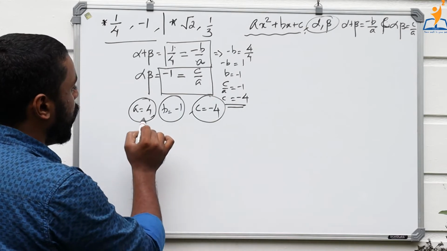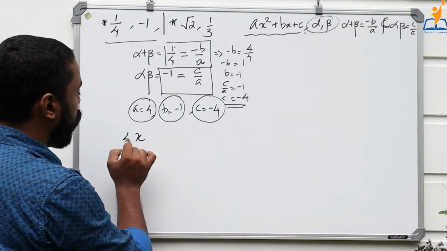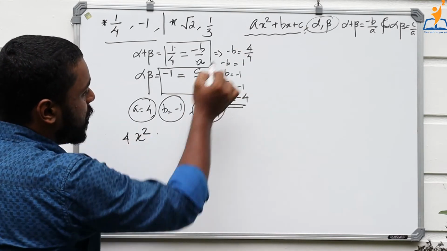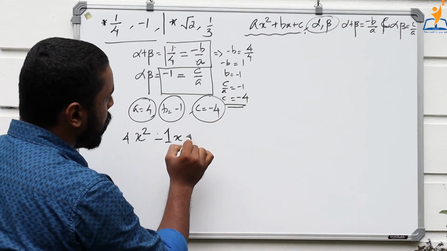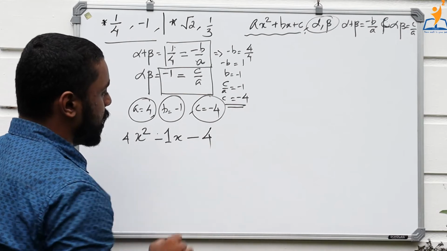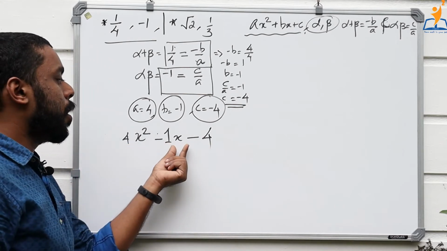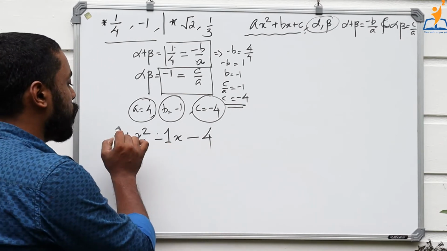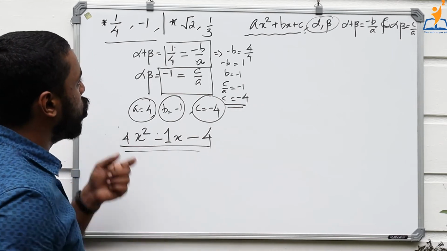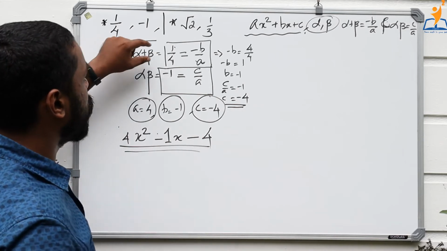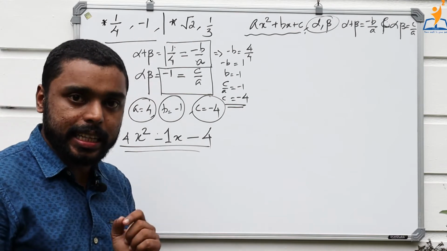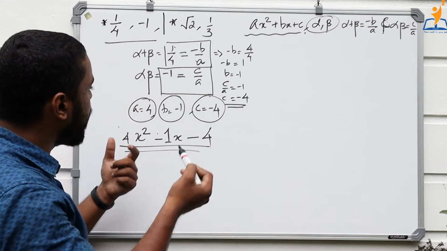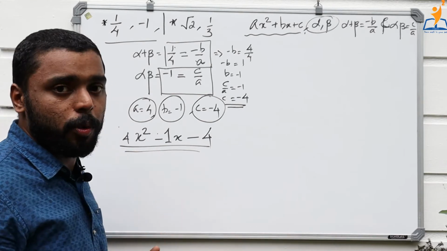Just check. When a is equal to 4, we have 4x square. When b is equal to -1, minus 1 into x, plus c, which is equal to -4. So 4x square minus 1x minus 4 will be one quadratic polynomial whose sum of zeros is equal to 1/4 and product of zeros is equal to -1. Is it clear? Similarly, we can generate lots and lots of quadratic polynomials like this.